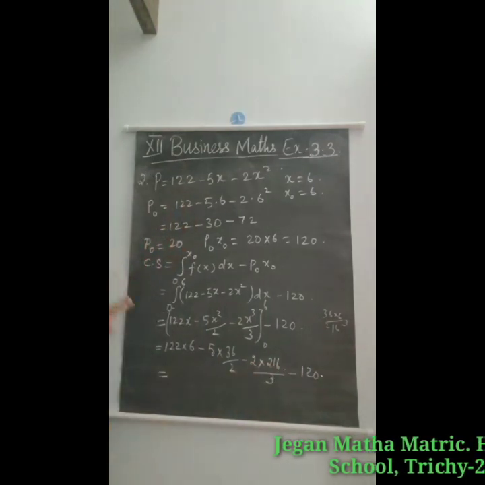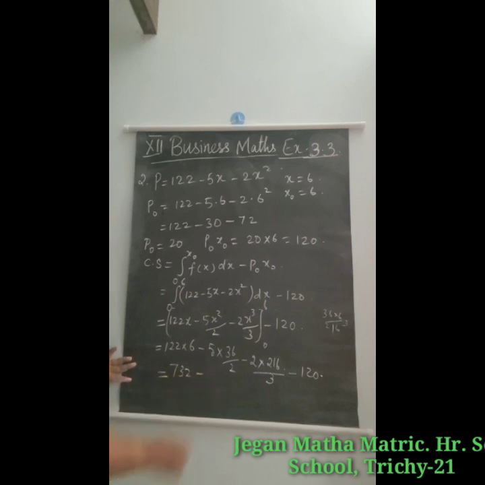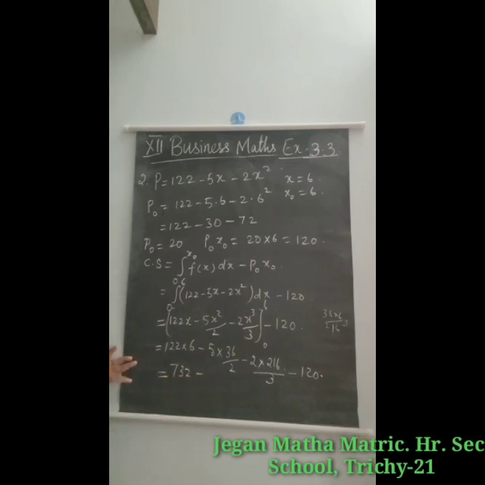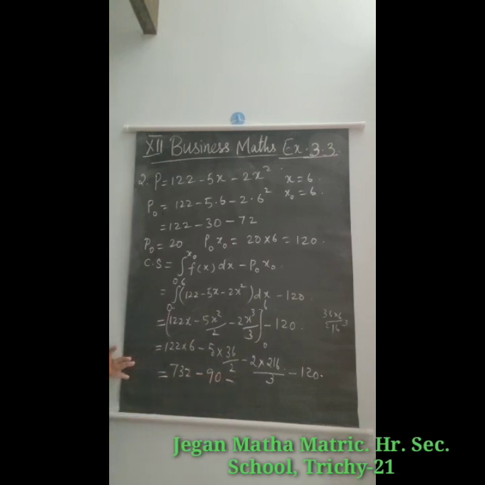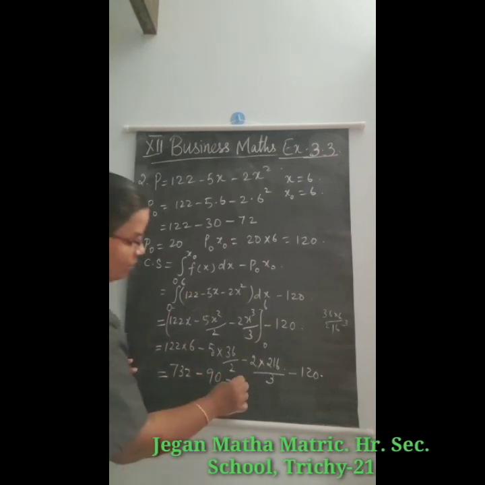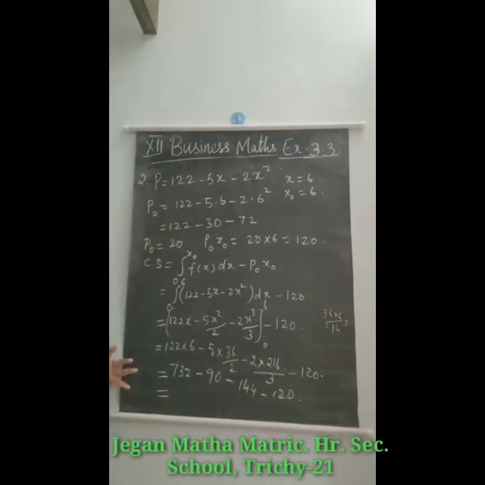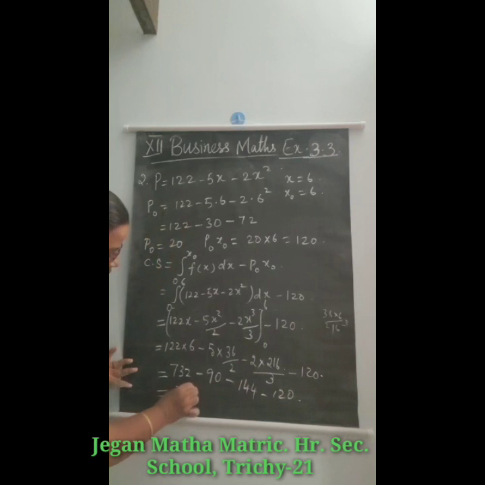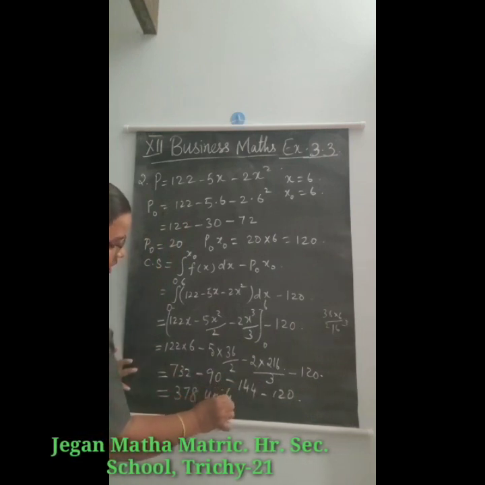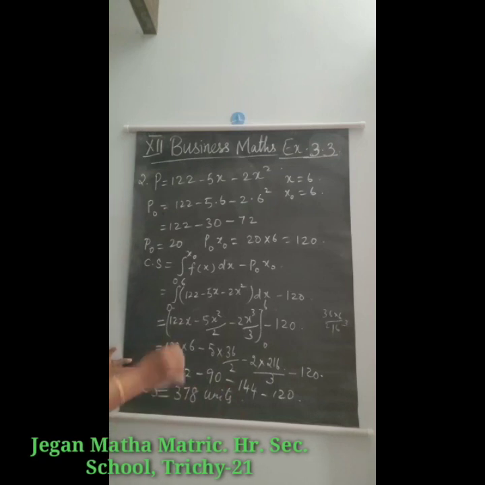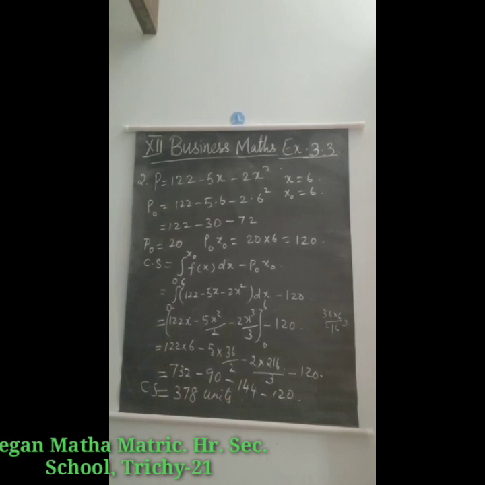So that is equal to 122 into 6, 732, minus 5 into 36 by 2, that is 90, and minus 2 into 216 divided by 3, we will get 144, minus 120. We will get 378. If we subtract all the three, we will get 378 units. That is CS, consumer surplus, is equal to 378 units.